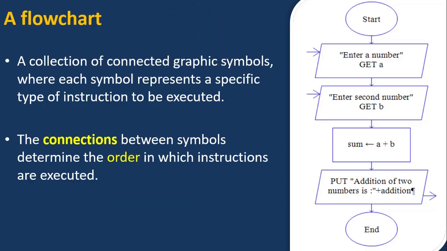So what is a flowchart? A flowchart is nothing but a visual representation of your algorithm, which consists of a collection of connected graphic symbols, where each symbol represents a specific type of instruction to be executed. The connections between these graphic symbols determine the order in which these instructions are supposed to execute. The instructions will execute in the order in which you specified.